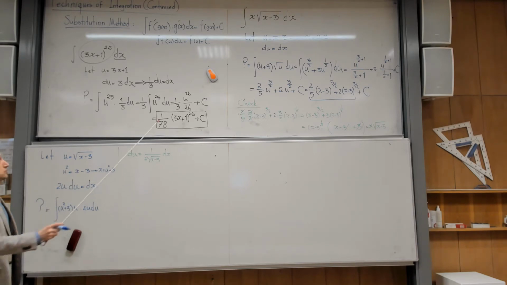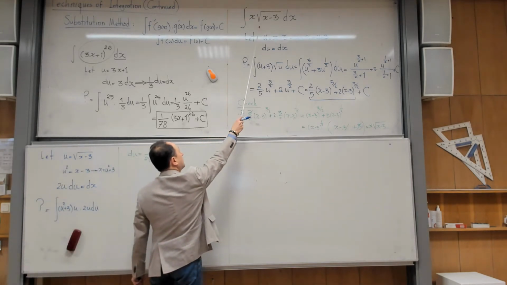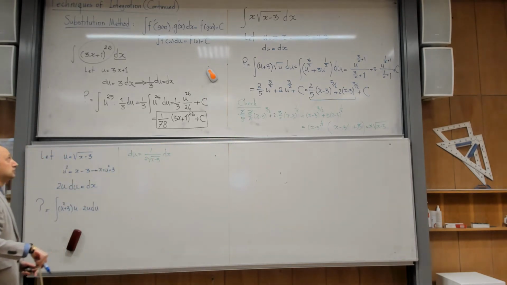And then I go back to my integral. My goal is to write everything now in terms of u. This is possible because instead of x, I can calculate it, u squared plus 3. This is the x that I have put here. And the square root of x minus 3 is u. And then instead of dx, I have replaced it with 2u du.